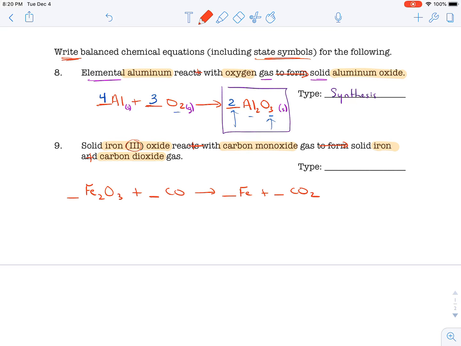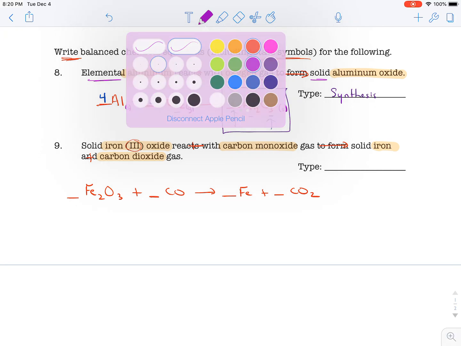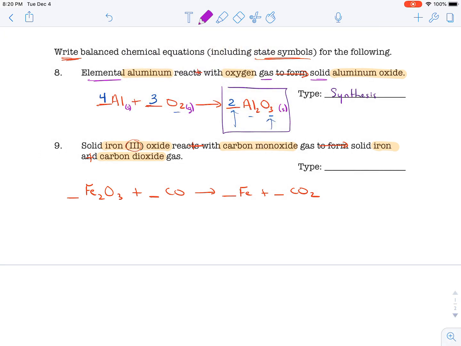Our next step is to be adding in our state symbols. So we've got solid iron 3 oxide. So behind Fe2O3, we're going to put S in parentheses. Then we've got carbon monoxide gas. So behind CO, we're going to put gas, or G in parentheses, to form solid iron. So we're going to put an S there. And carbon dioxide gas. So we're going to finish it with a G right there. All right, that's our second step.